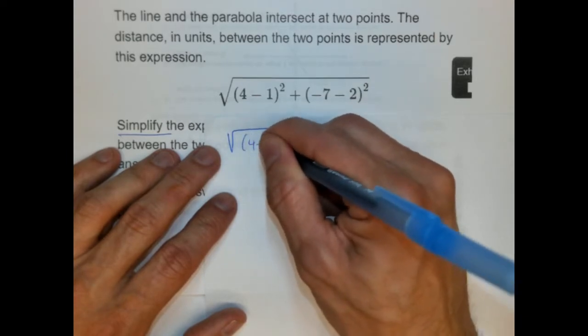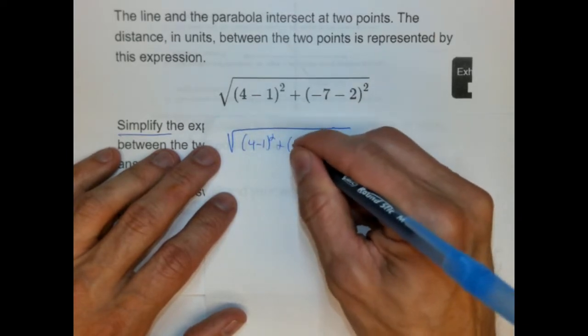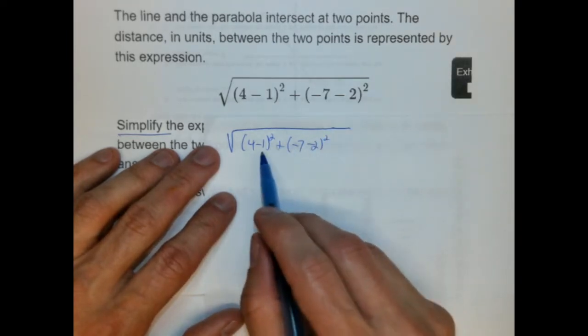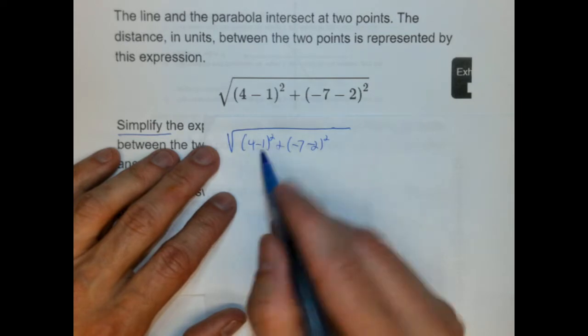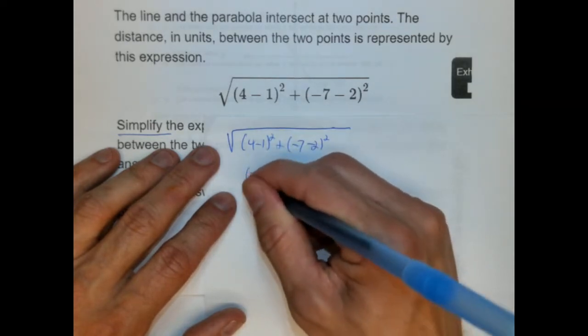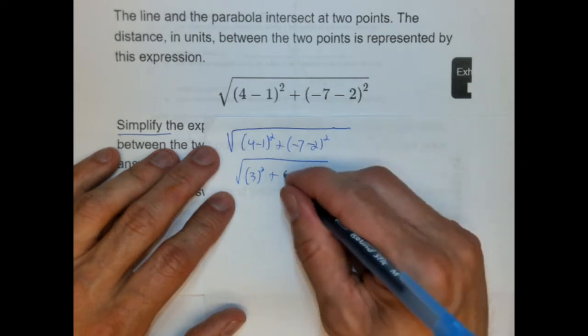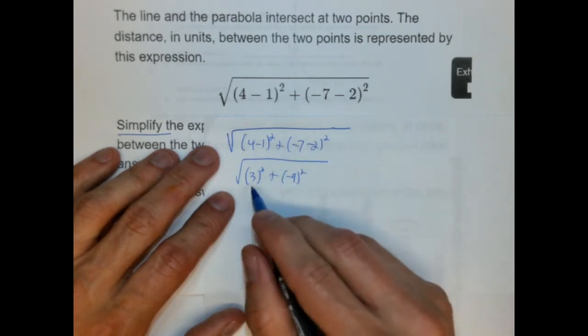So 4 minus 1, and then negative 7 minus 2. Okay, here we go. So order of operations, let's do the things inside the parentheses. So 4 minus 1 is 3. Okay. Let's do this too. Negative 7 minus 2 is negative 9. And that's squared. So let's square these.